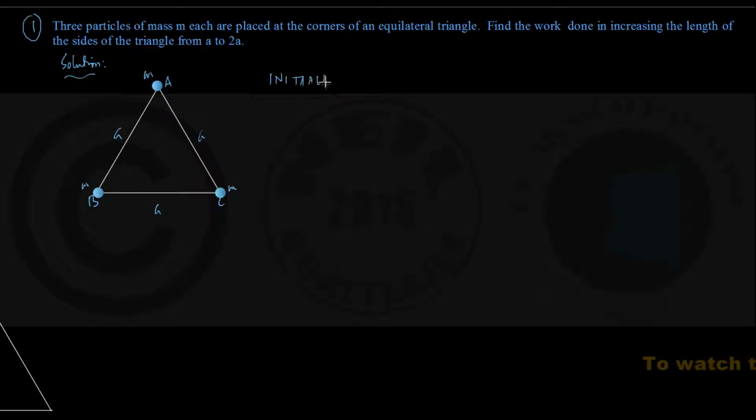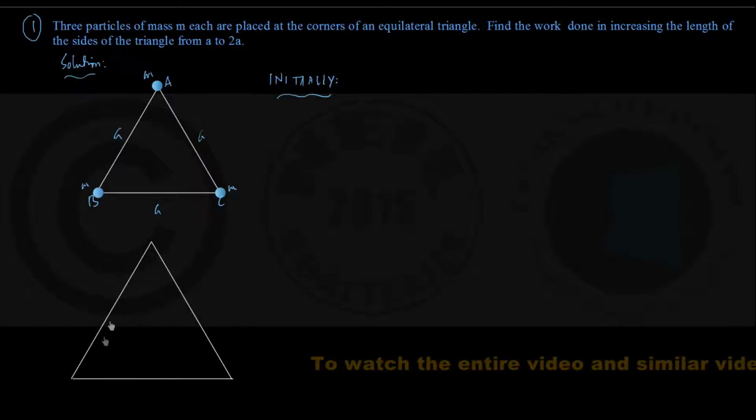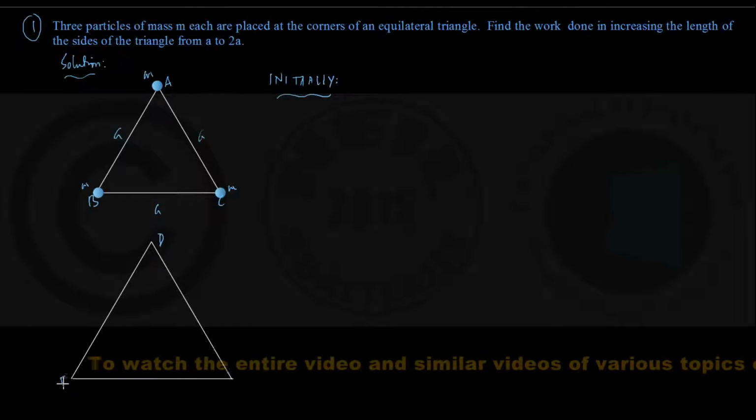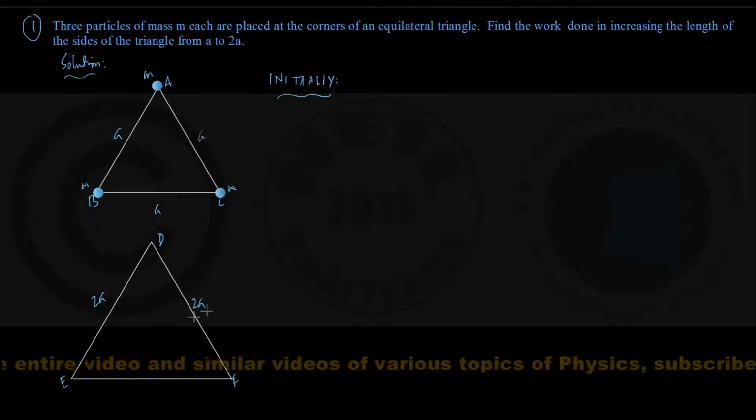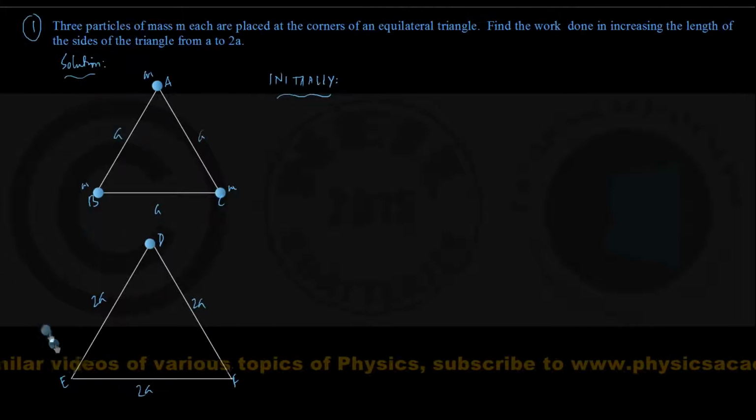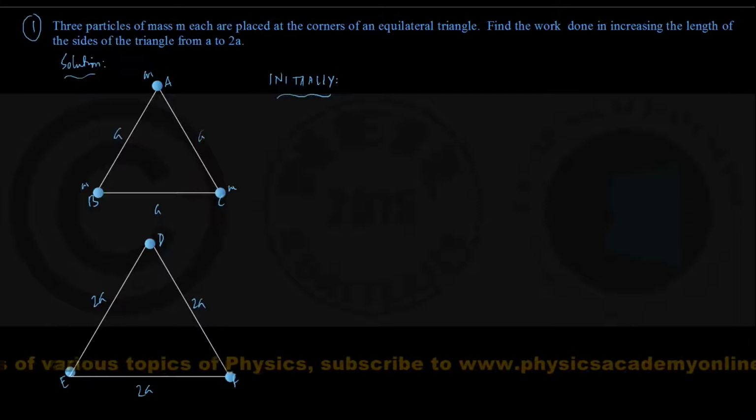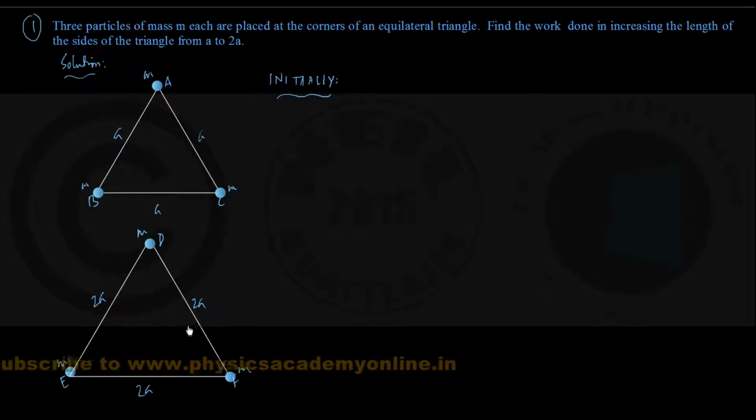And finally, the particles are separated by an external force so that they are now placed at the corners of an equilateral triangle of side length twice A. So here is the new triangle, that is DEF, also equilateral of side length twice A, and the particles are placed now at the corners D, E and F. The masses of the particles are m each as before, but the separation between them has gone up because of an external force doing work on this system. So that is the final situation.